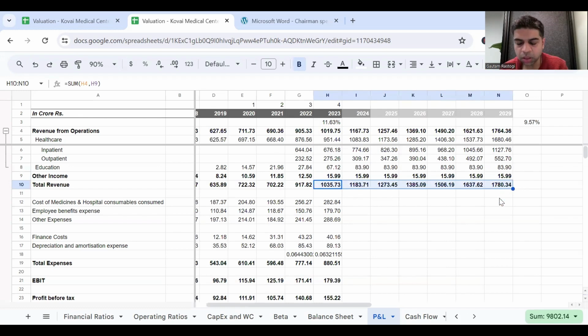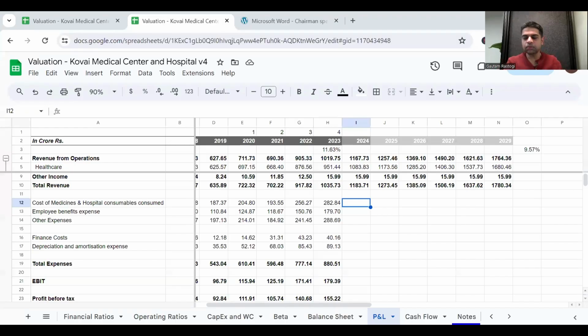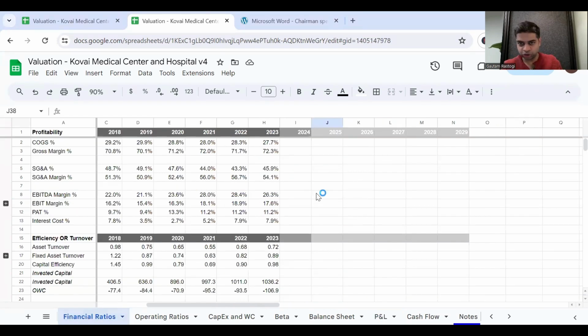Now, when we have modeled the revenue, let's model the costs. So now it's going to get interesting. We're going to model the costs. For that, let's go to the financial ratio sheet.